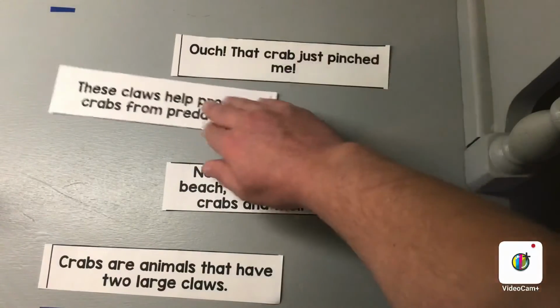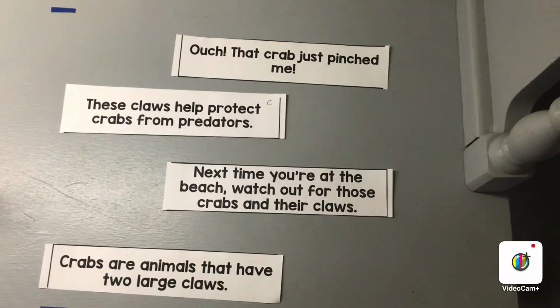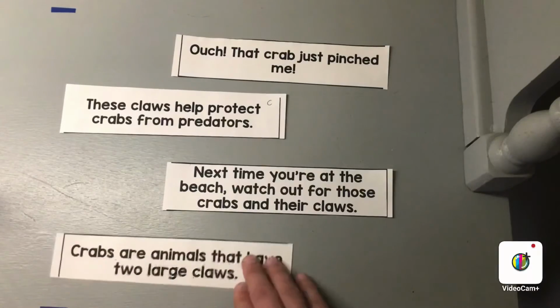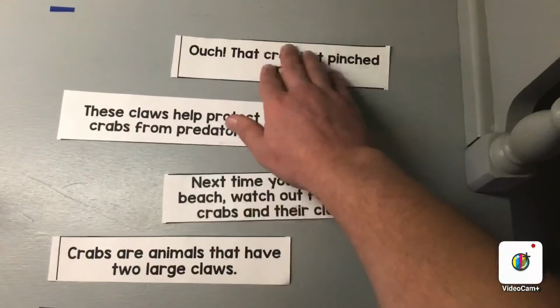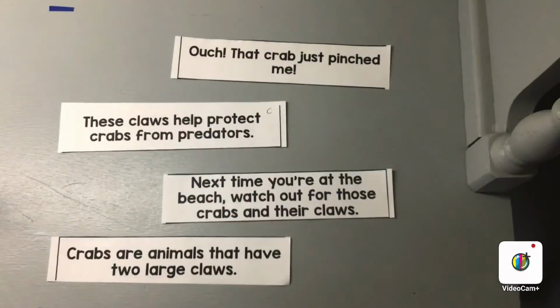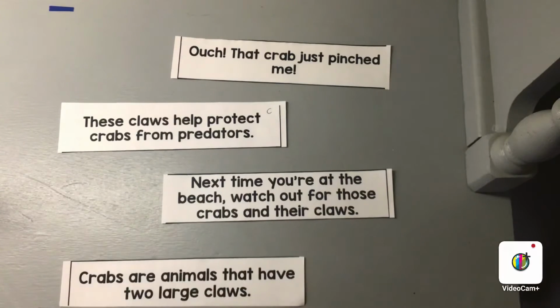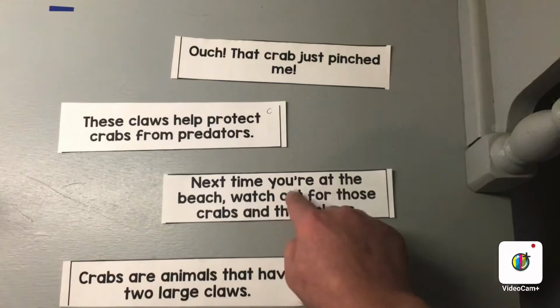Starting with our introduction, then supplying facts, giving details about the facts, and our closure. Let's look at which one of these would be a good way to start off a story. Crabs are animals that have 2 large claws. That sounds like it's giving me some facts, so we'll save that one. Next time you're at the beach, watch out for those crabs and their claws. That sounds like maybe a closure. Maybe somebody's giving you some advice at the end of the story.